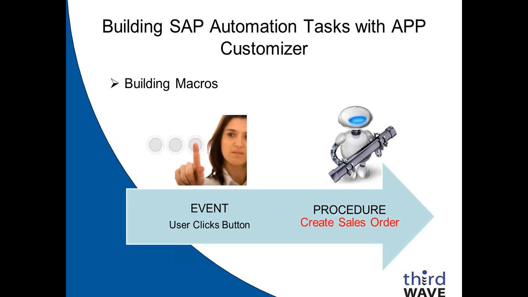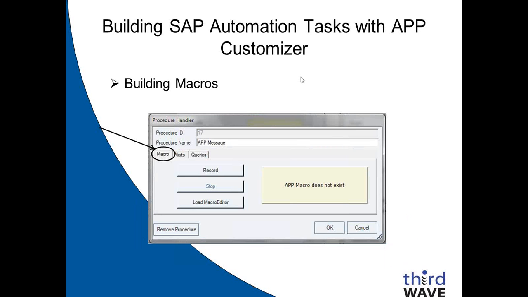So in our next example, we're going to create a macro that's going to change what we just did, and instead of the user clicking the button and the message box appearing, what we're going to want to do is have the user click a button, and we're going to create a sales order for that business partner record that we're on. Okay, so the only difference here is that last step.